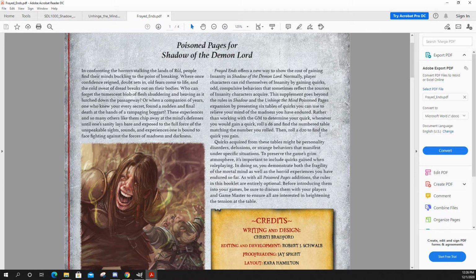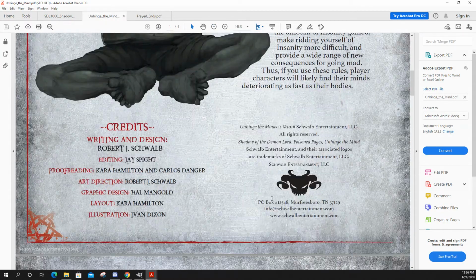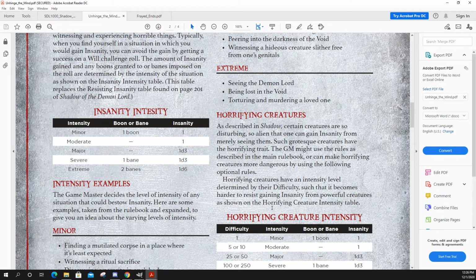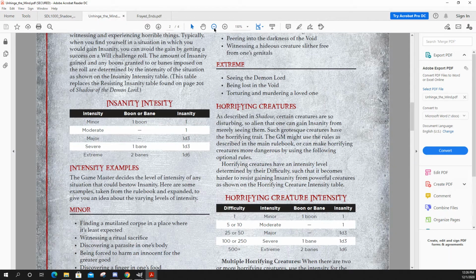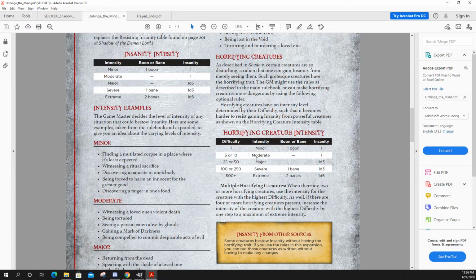Now, what I'm also going to be doing is using the Unhinged the Mind supplement to make insanity more of a threat based on the type of creature and the level of the creature that you're dealing with. So this supplement gives you a way to determine how to rate the amount of insanity that you would give out to a player based on a creature's difficulty. So, not level, difficulty is what I meant to say earlier. And so the difficulty chart is right here.